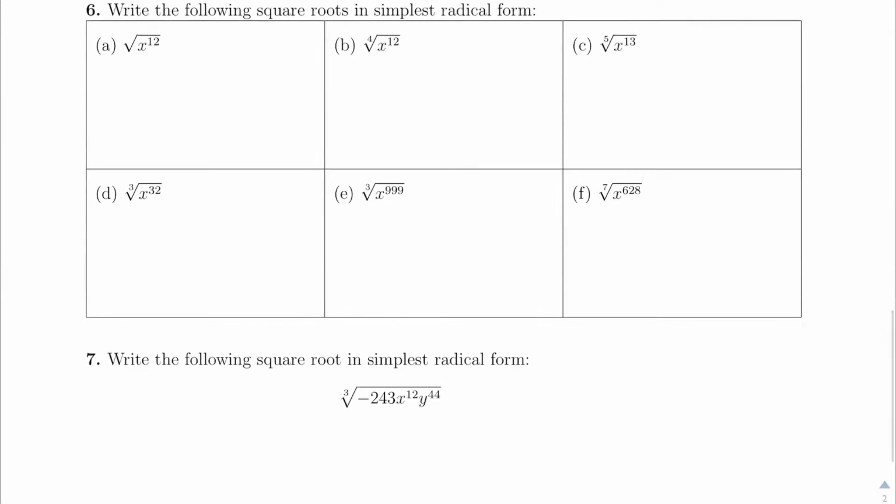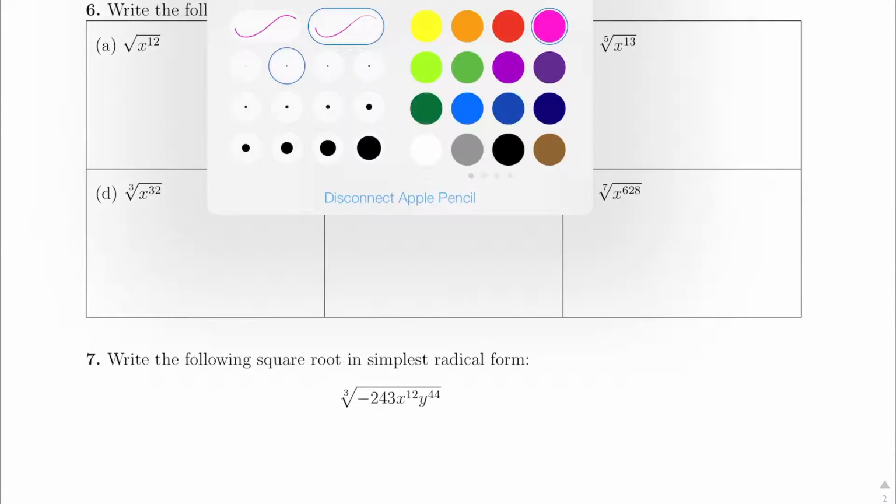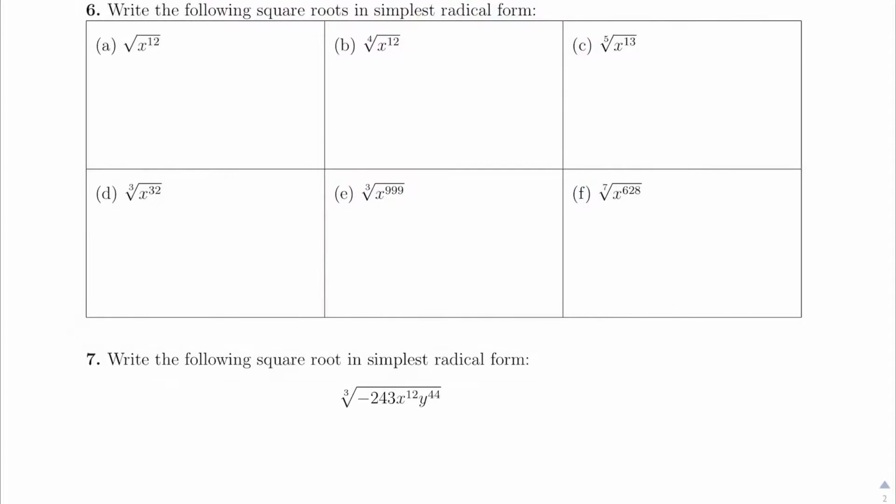Write the following square roots in simplest radical form. All right, now this is designed to be a pretty quick problem set here, so just remind us of the rules that we use to simplify these things. So x to the 12th being square rooted. Because square roots cancel squares, we're wondering how many x squareds does x to the 12th give us? So if you think about that, that's really 6 x squareds, because that would be 6 times 2 for 12 total x's. So we get x to the 6th.